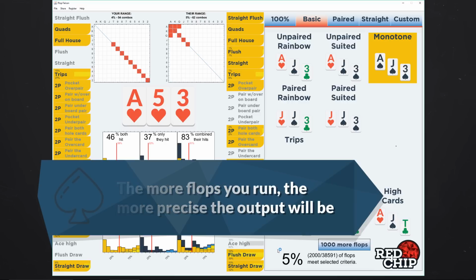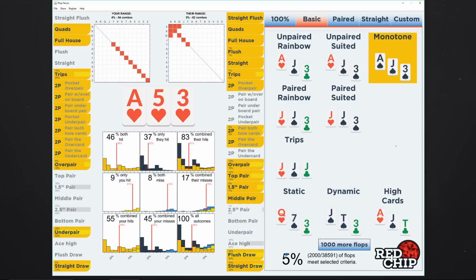First and foremost, we notice that 5% of flops are actually going to be monotone. A lot of people don't know that, and this is something very good to know. And again, this is something bare bones and basic that Flop Falcon can teach you, even though it's definitely not the main thing that you're supposed to be getting from the software. It's just a nice little added bonus to get this kind of information.